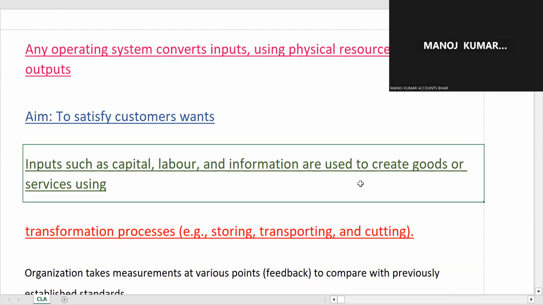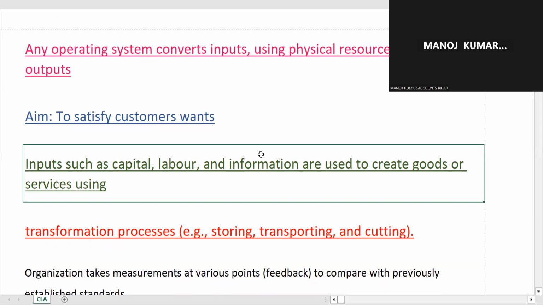So for inputs, what do you need? You want to buy some raw material. You need some capital, right? Without capital, you will not be able to buy that, correct? So for inputs, you need capital, you need some labor, you have to pay the labor. For preparing your input, you have to pay the labor, right? So basically you need capital, you need labor, okay, and information.